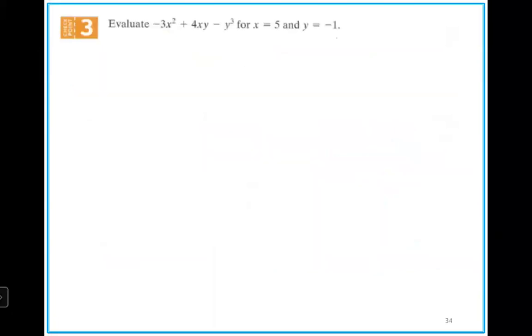All right. So you could go ahead and do this one, checkpoint 3. So we got two variables here, x is 5, y is -1. I'm going to substitute that into the expression and then evaluate.